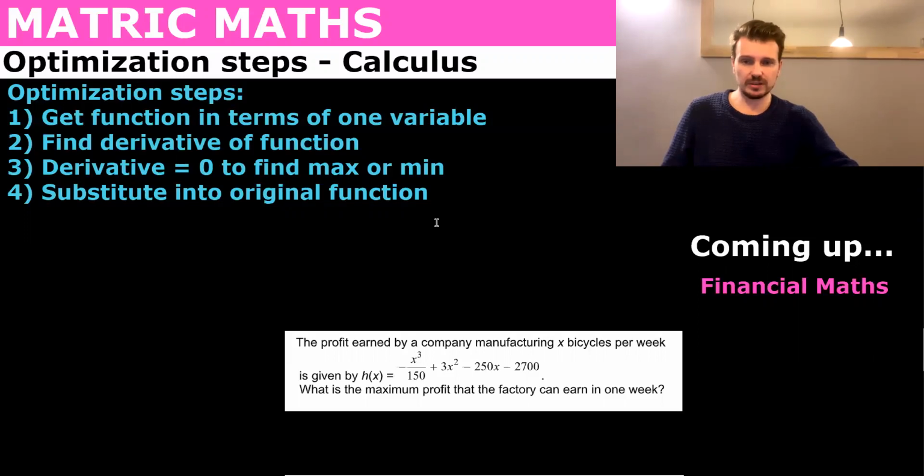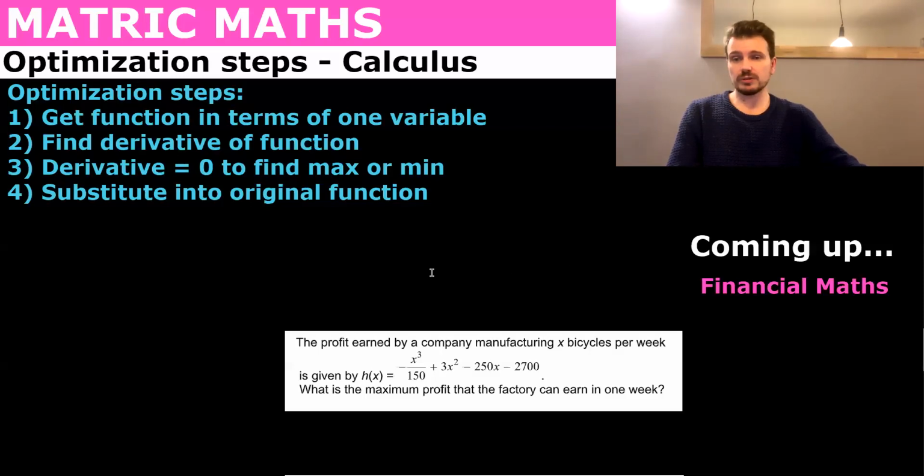So let's look at the question first. It says, the profit earned by a company manufacturing x bicycles per week is given by a function h of x equals, and then there's the function in terms of bicycles per week. It says, what is the maximum profit? So this is why calculus is so great, because we can find profit maximization, which is obviously used a lot if you ever do finance or economics.